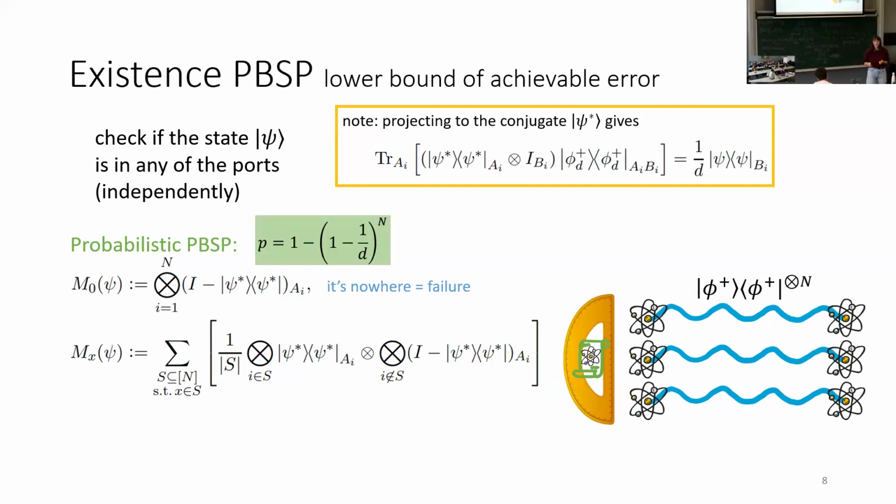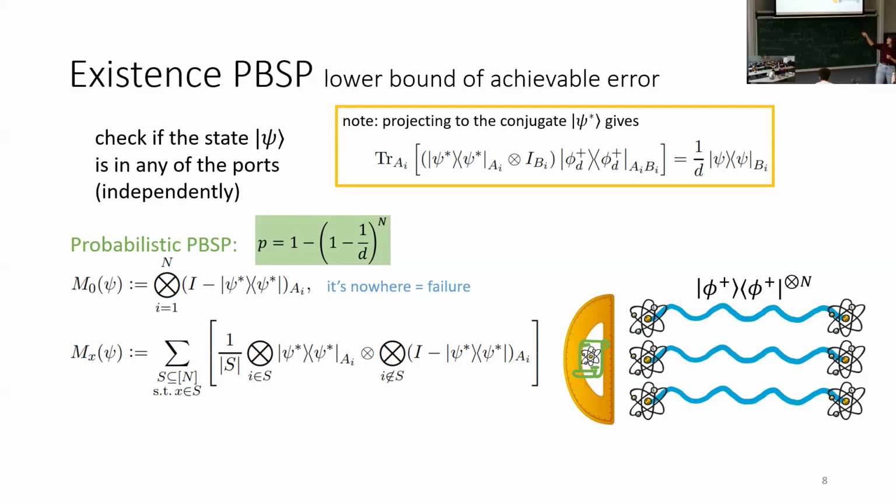Okay, so the probability of success of such a protocol is 1 minus the probability of failing. And the probability of failing is that the state will not be in each one of the ports, with probability 1 minus 1/d, because we said with 1/d it will be there. And then you have n ports. So it's in the exponent.